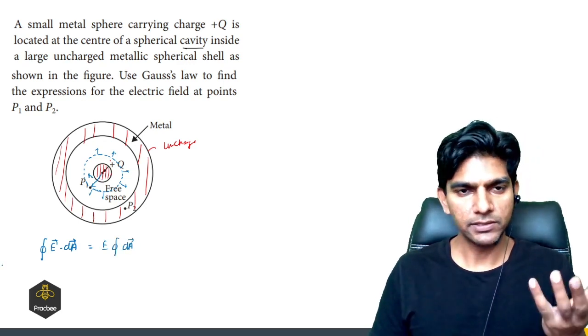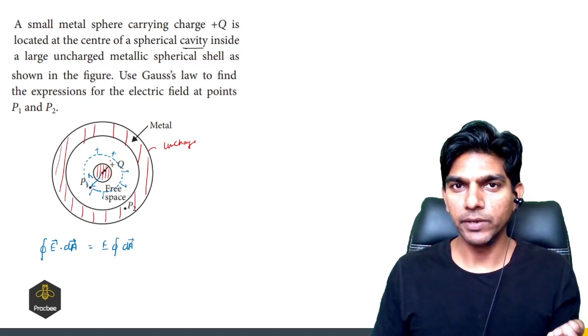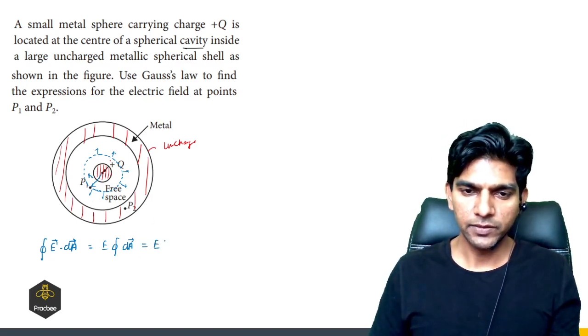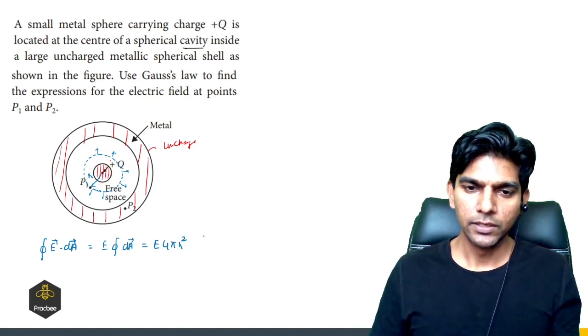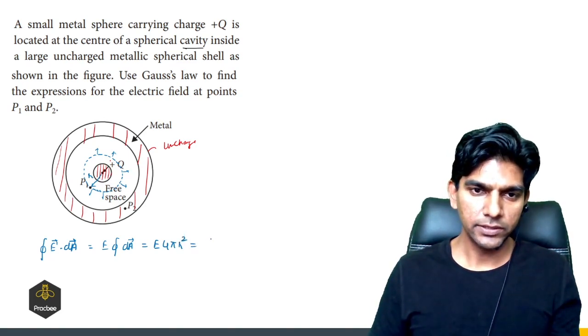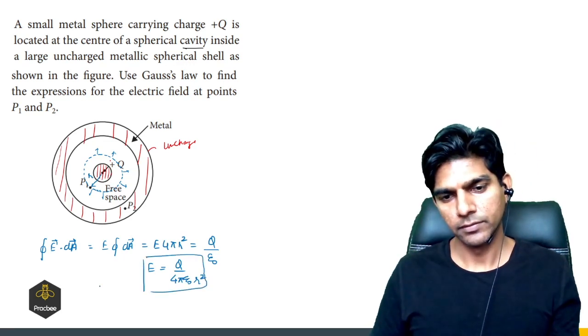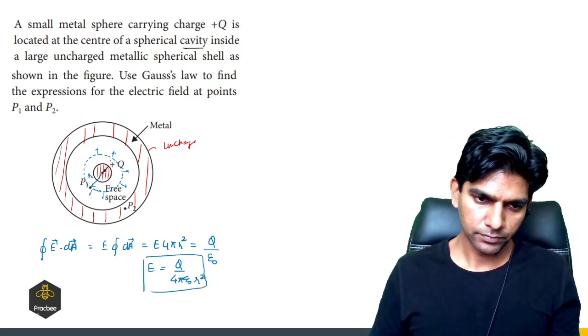And by symmetry, the electric field will have a constant magnitude at any point on this Gaussian surface. So this can be written as E times 4 pi R square, and the charge enclosed is Q, so Q divided by epsilon naught. So the electric field will be Q upon 4 pi epsilon naught R square, right? So that is the electric field.